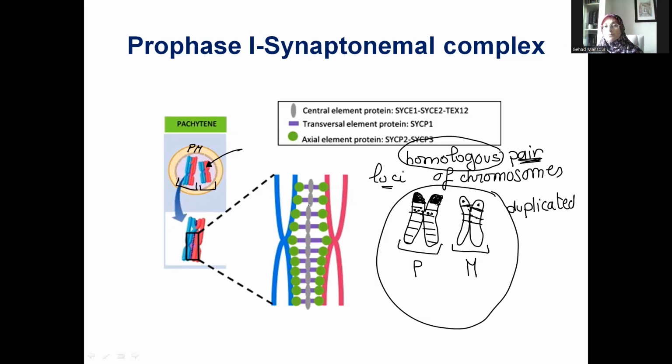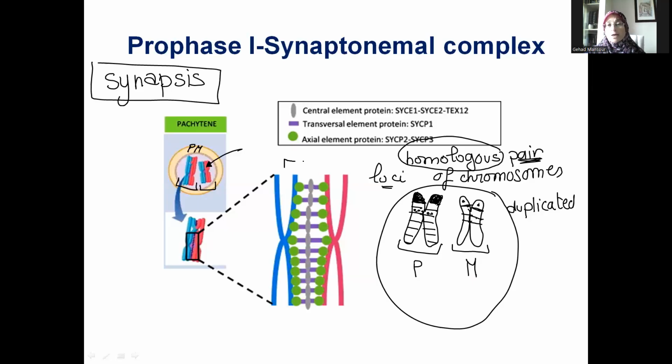When these homologous chromosomes are put in that arrangement, we call the process that allows them to come in contact, or very close to each other, synapsis. So synapsis is the process by which two homologous chromosomes, one paternal and one maternal, come close to each other and are arranged next to each other in prophase of meiosis 1.